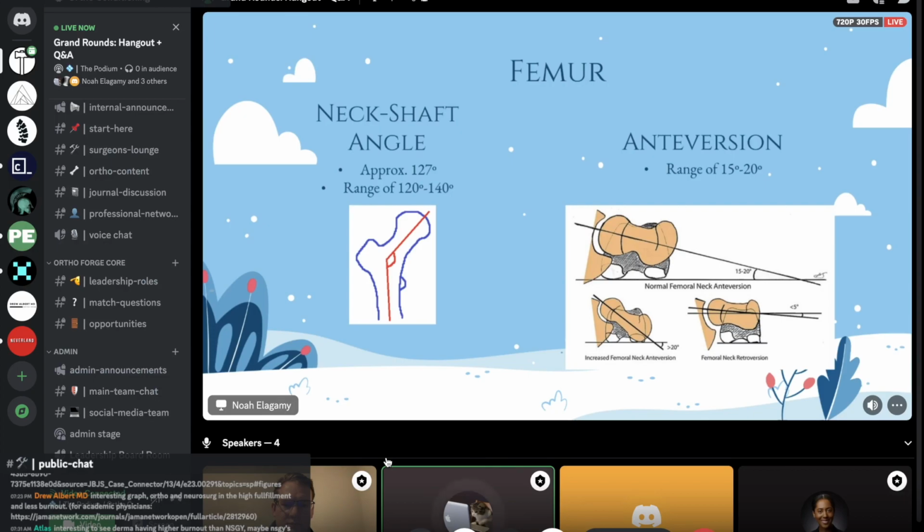but rather it's a range. A normal femoral neck shaft angle is between 120 and 140 degrees, with the average or approximate value being 127 degrees. So anywhere in that range is considered a normal neck shaft angle.